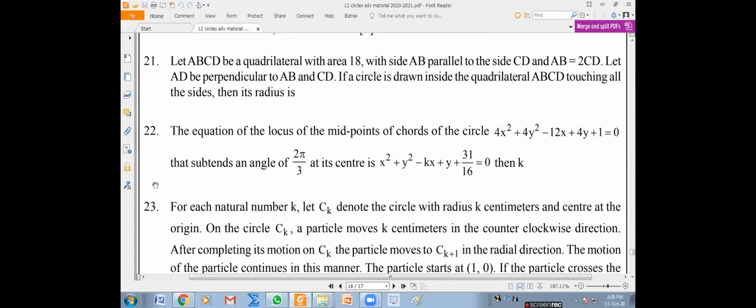Anybody else has any doubt for the 19th solution? No. No doubt. Okay. Nobody still copying the 19th solution?